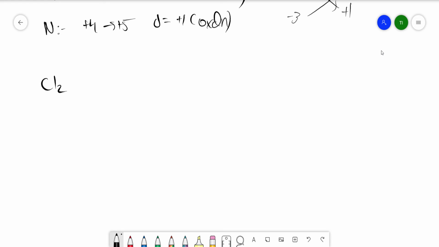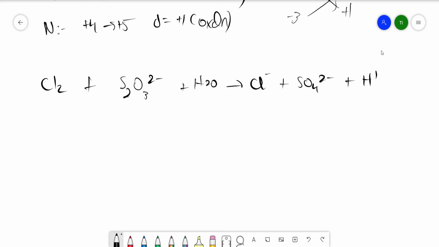This one, I'd like you to actually pause the video and give an attempt yourself. S2O3 2- plus Cl2 plus H2O gives Cl- plus SO4 2- plus H+. So I'd like you to give an attempt yourself, just to test whether you've actually understood the concept or not. Also, the examples that we're doing here are more complicated than the past paper questions in AS, so rest assured, in the AS part it's a lot easier, but in A2 it can be a bit more complicated, but we'll cover that when we have to cover it, right?